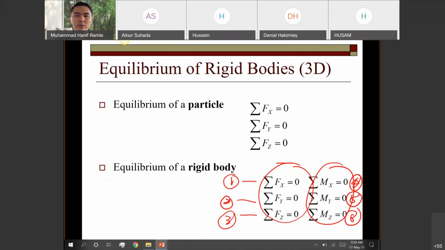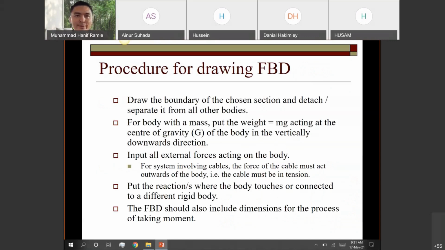So if you have 6 unknowns, you have to establish 6 equations from this equilibrium system. If you have 2 unknowns, you have to establish 2 equations. In the example later on, I will explain more about the number of equations that you will establish. This is only a recap.